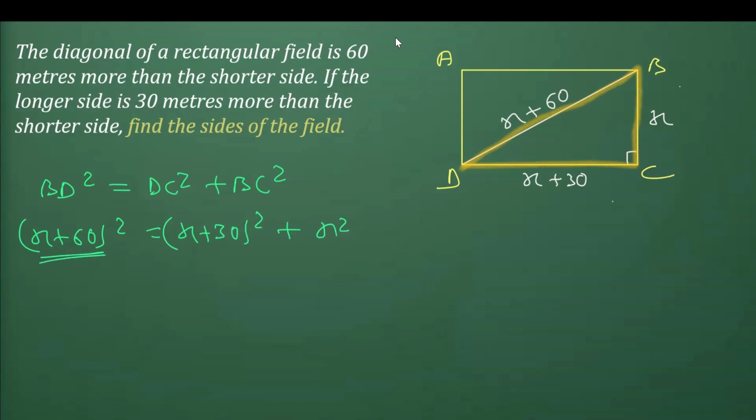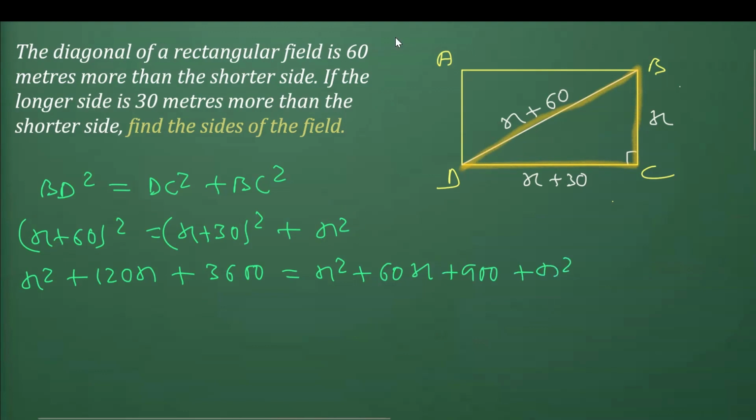Now I'll be applying the (a plus b) whole square expansion over here. This is a square plus 2 times the product of these two, which is 120 times x, plus b square, which is 60 square, how much is that? 3600. On the other side, we are doing the expansion of this. So this is going to be x square plus 2 times ab, which is how much? 60x, right? Plus 30 square is 900. And plus we have one more x square over here.